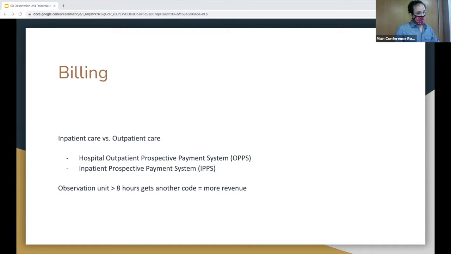The other reason, just in terms of billing, why observation is useful is that when hospitals admit patients and they are readmitted within a certain time frame, the hospital loses money. They get dinged for a readmission, and the observation stay is not an admission. Remember, they still get counted as an outpatient.